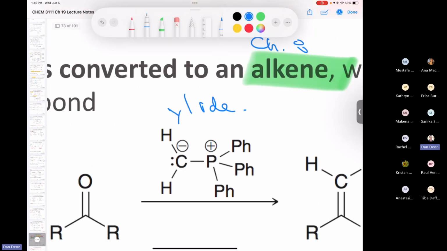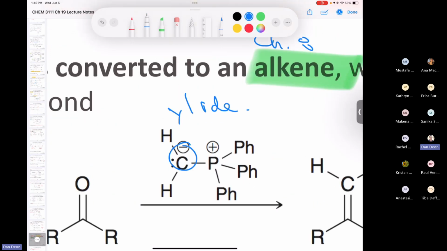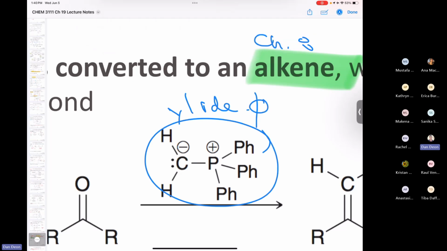And if you unpack the ylide, you have a carbanion over here, a carbon with 3 bonds, 1 lone pair. And then phosphorus, which is in the same group as nitrogen, has 5 valence electrons. Subtract 1, 2, 3, 4 bonds and that gives you a formal charge of +1. So if you have +1 and -1 in the same molecule, the overall charge of the ylide is 0, right? It's completely neutral. So there's nothing wrong with drawing it that way.